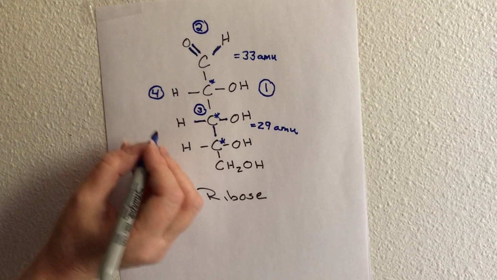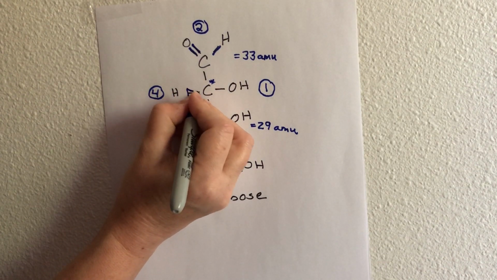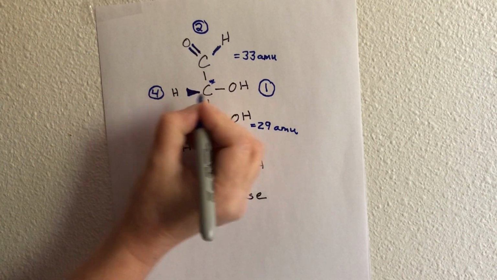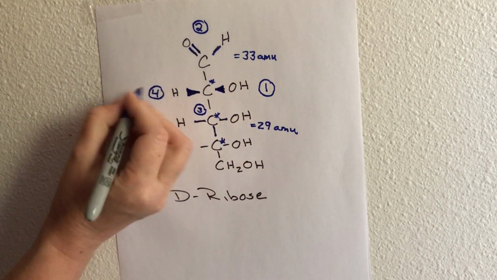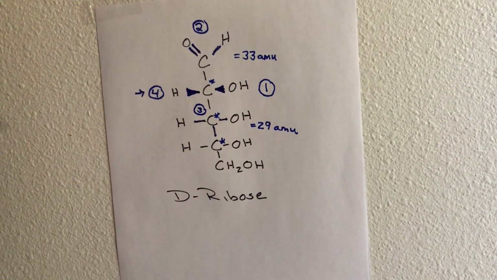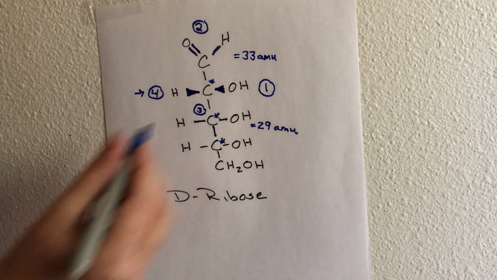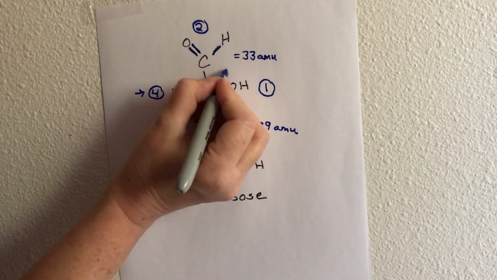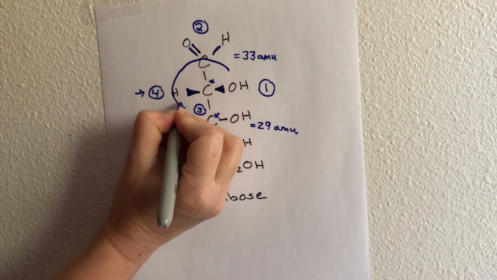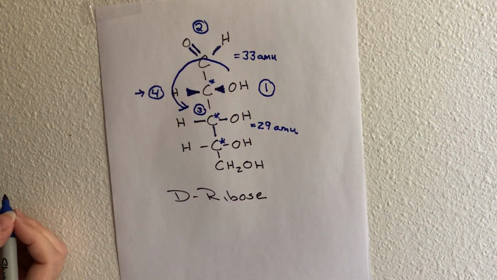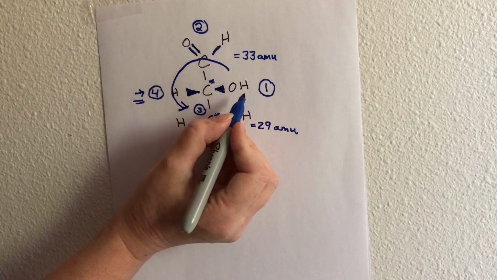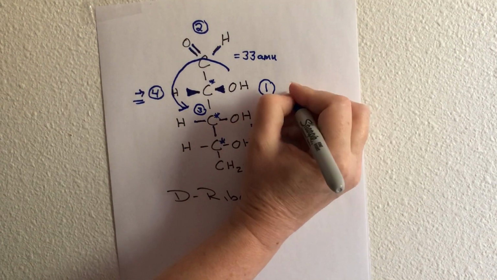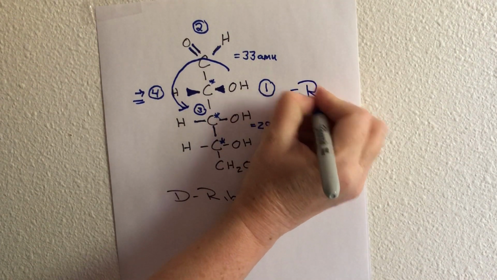Now, don't forget, in Fisher projection, horizontal bonds are coming out towards you. So we are looking at this backwards because our lowest priority group is coming towards us. So we look, we see 1, 2, 3. That's going in a counterclockwise direction. But we're looking at things backwards because the lowest priority group is coming towards us. So we reverse the rule, making counterclockwise R.